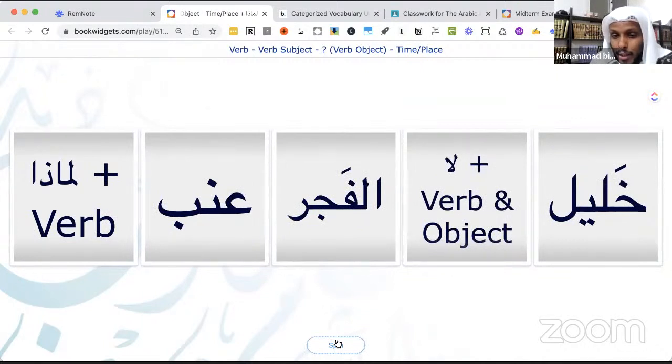So here we have لماذا عنب and we have خليل. So now we're addressing a male. So I would say, for example, لماذا تأكل العنب بعد الفجر؟ لا تأكل العنب بعد الفجر يا خليل. You should have high carbohydrate foods in the morning. Okay? لماذا تأكل العنب بعد الفجر؟ لا تأكل العنب بعد الفجر يا خليل. طيب. هذا والله أعلم وصلى الله وسلم على نبينا محمد. Are there any questions before we break up for the workshop?